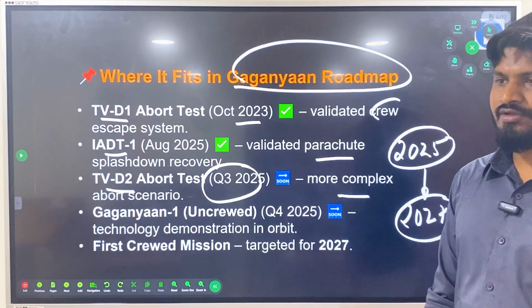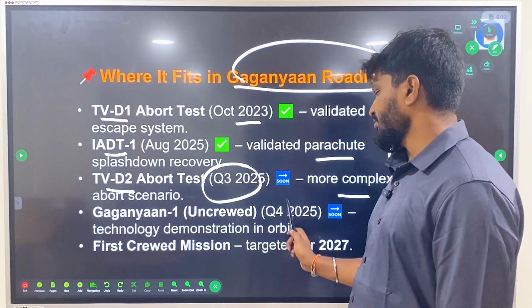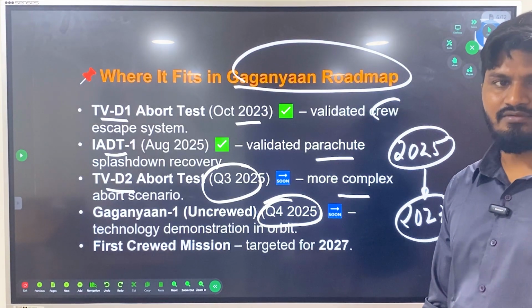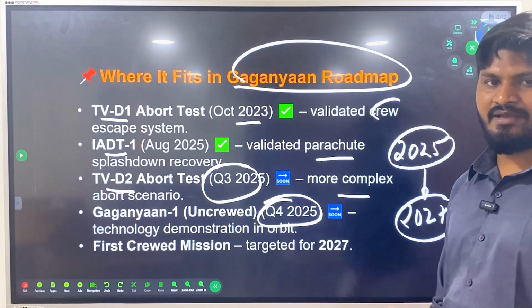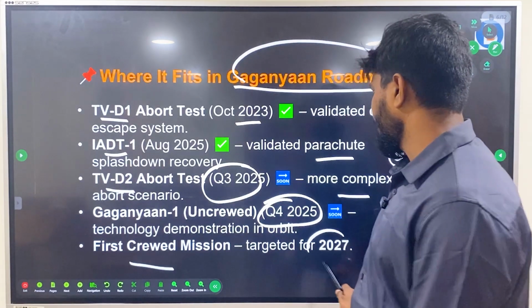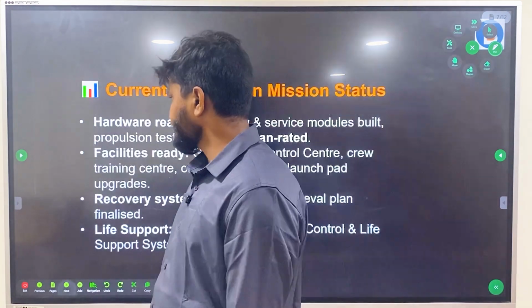A more complex abort scenario. If the first one is not possible, the second will be done. And then the Gaganyaan Mission uncrewed. Initially, they will do the uncrewed one in 2025, a simulation or rehearsal where there will be no crew. They will send a capsule and do all the tests again. And finally, targeted for 2027 is the first crewed mission to space.